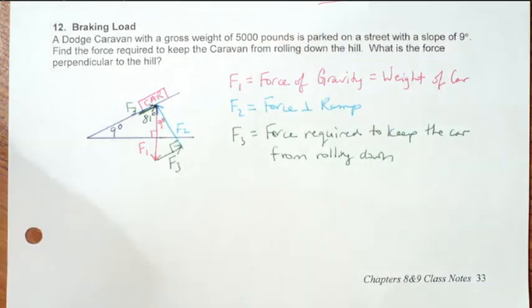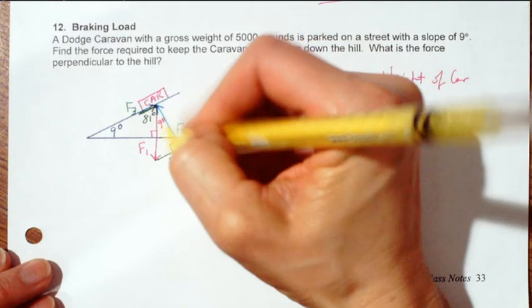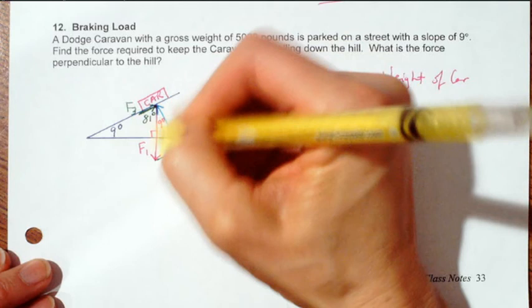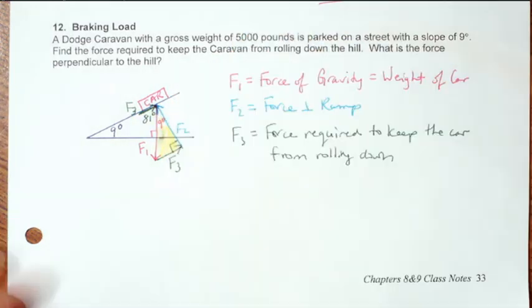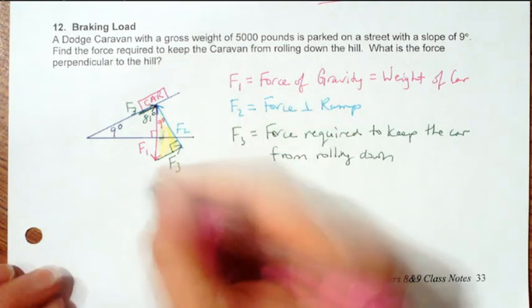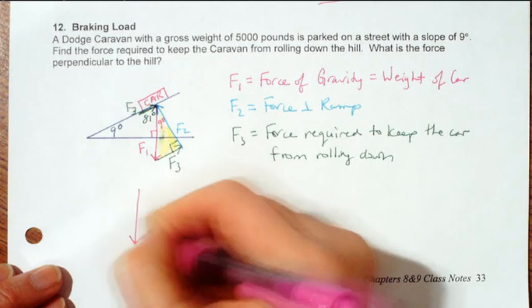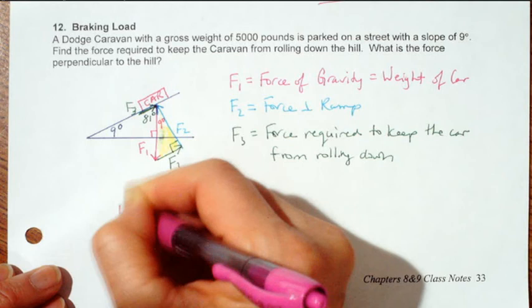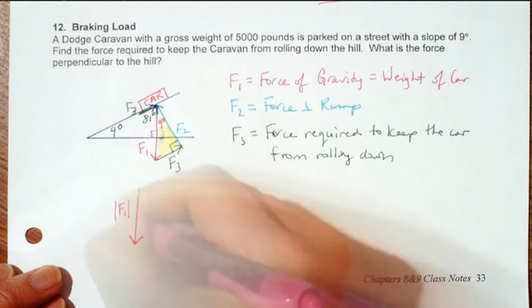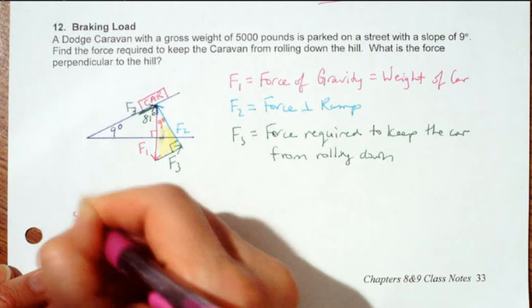Okay, so after that, you can just focus on this particular triangle here. I'm just going to color it in yellow, and then I'm going to redraw this triangle and put in all the different colors. So we have this one, which is our F1, and I'm going to call this the magnitude because we're going to put the weight of the car in there. So that's going to be 5,000.